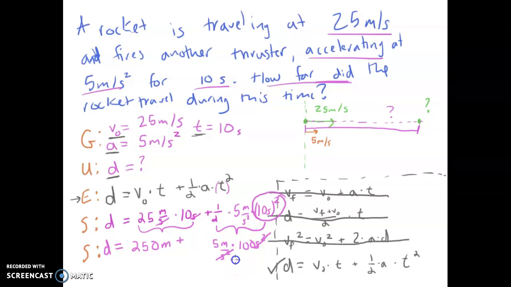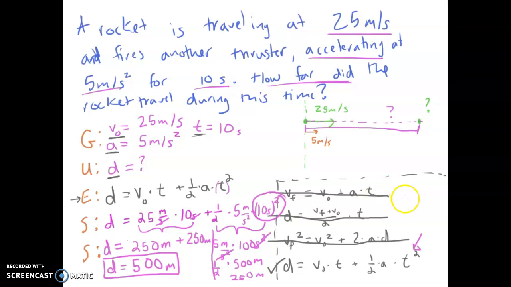5 times 100 is 500. We're left with 500 meters. Don't forget our 1/2 though. Since 1/2 has no units, it doesn't change the units, and we're left with 250 meters. So our second term there is 250 meters. Right, so that was a little bit messy. But we end up with our displacement is 500 meters. Okay, so that's how we use this equation right here.